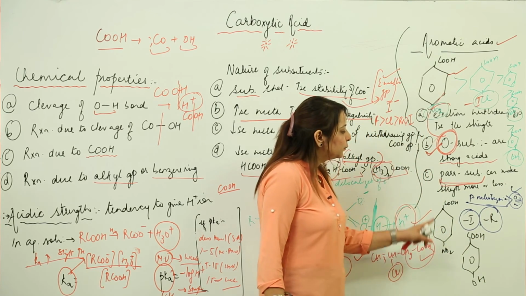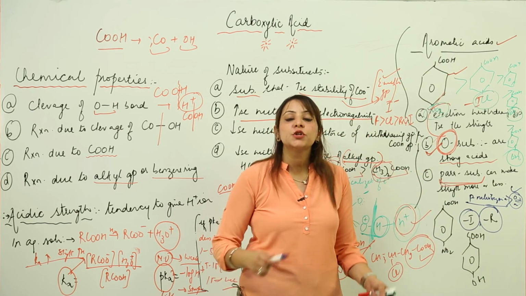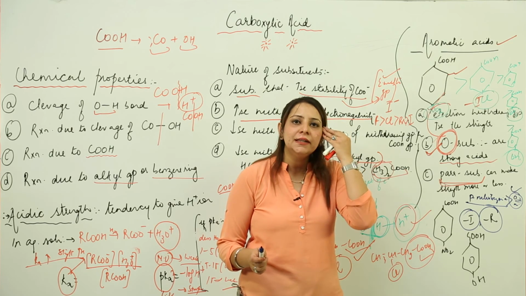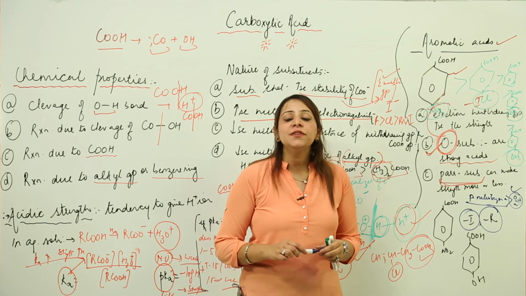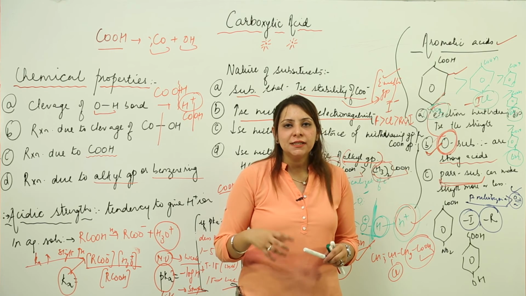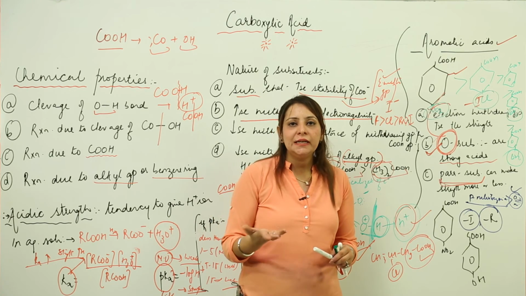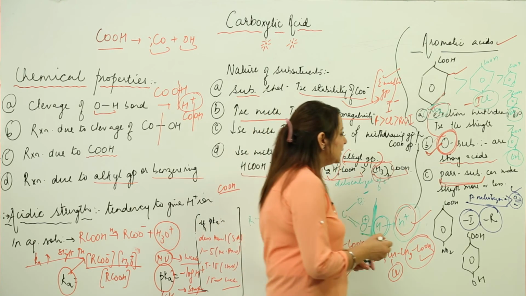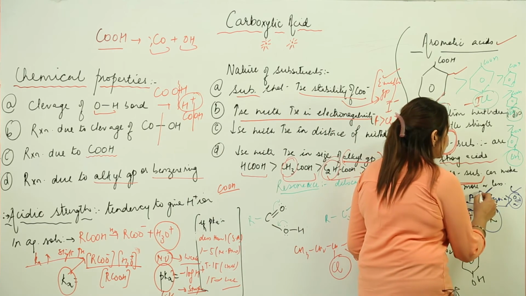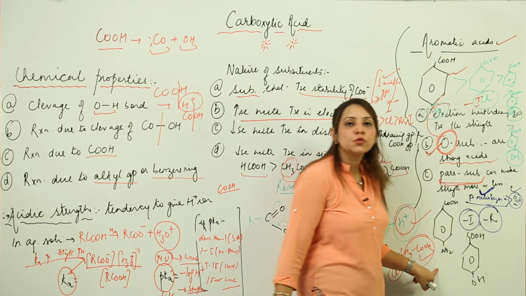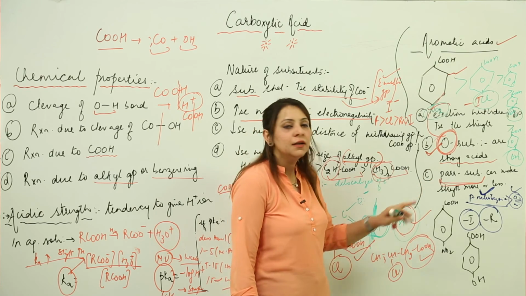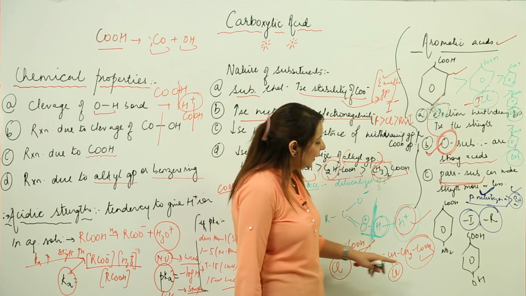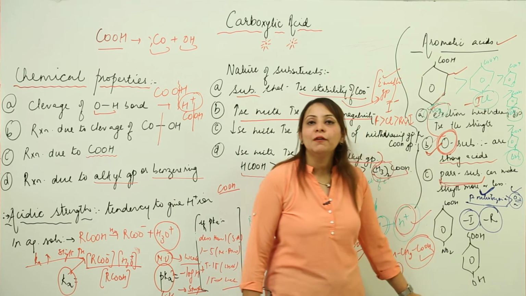So that means in both cases it is just withdrawing electrons, just decreasing the electron density. As we know, any group which decreases the electron density is going to increase the acidic strength. So the para one is going to have more acidic strength as compared to the ortho and the meta substituted one.